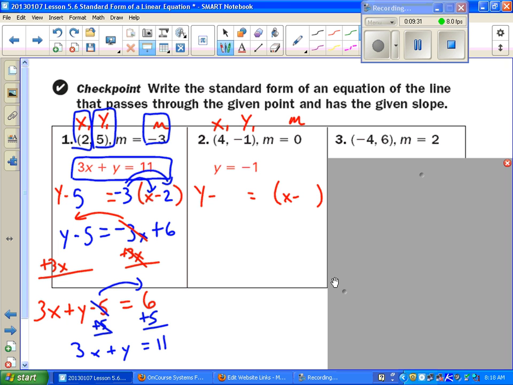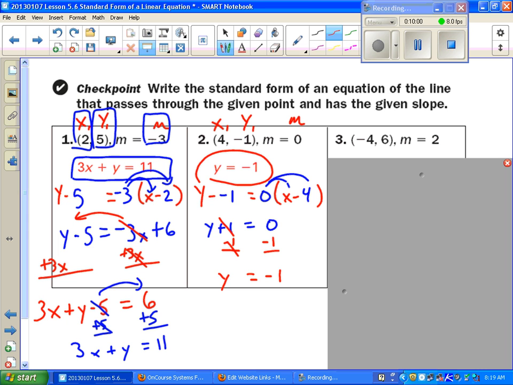Y minus y sub 1 will be y minus a -1 equals m's value, which is 0, times x minus x sub 1, which is -4. Minus a negative means y plus 1 equals 0 times anything, which is going to be 0. Then to get y by itself, just get rid of the plus 1 by subtracting 1. If you subtract it there, you need to subtract it there. These will cancel, equals -1. Notice that's the same thing we have. Again, that is a horizontal line based on the fact that your slope value is 0.